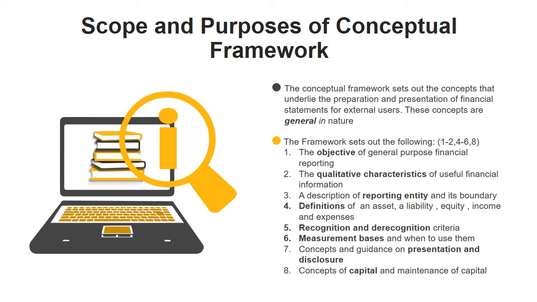Number 1, the objective of general purpose financial reporting. Number 2, the qualitative characteristics of useful financial information. Number 3, a description of reporting entity and its boundary. Number 4, the definition of an asset, a liability, equity, income, and expenses na madadiscuss natin later on. Number 5, recognition and the recognition criteria. Number 6, measurement basis and when to use them. Number 7, concepts and guidance on presentation and disclosure. And number 8, concepts of capital and maintenance of capital.